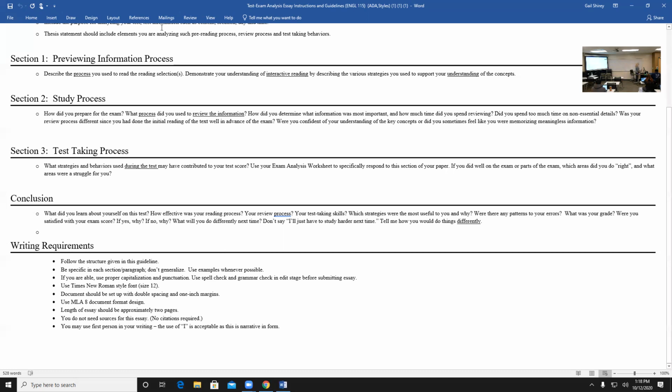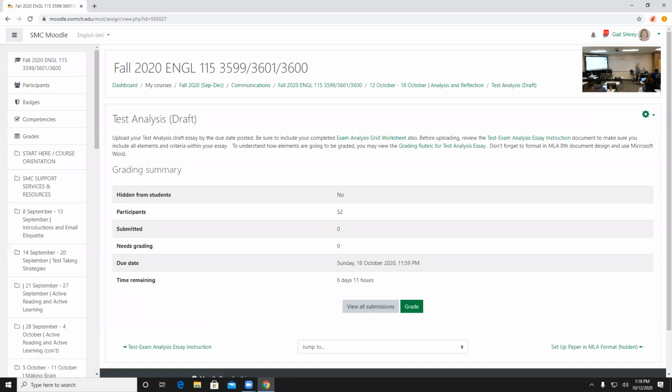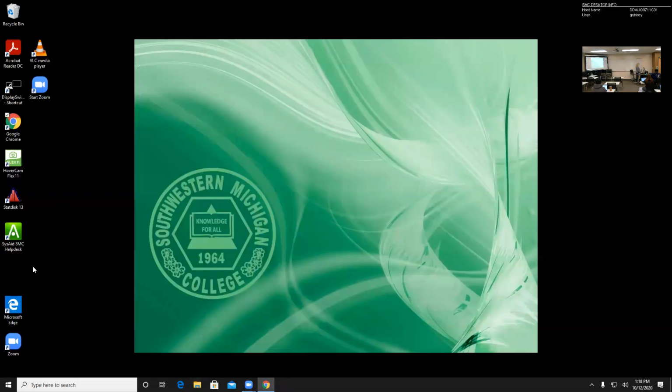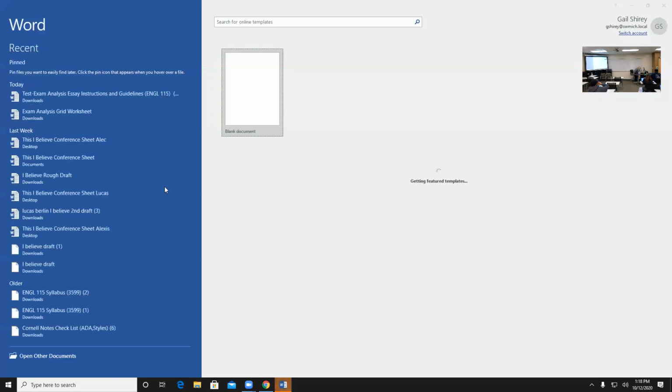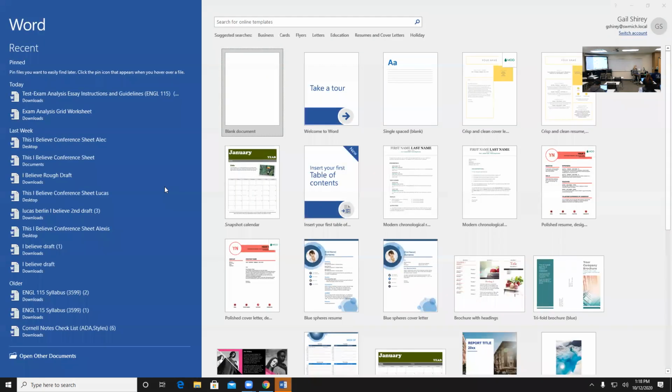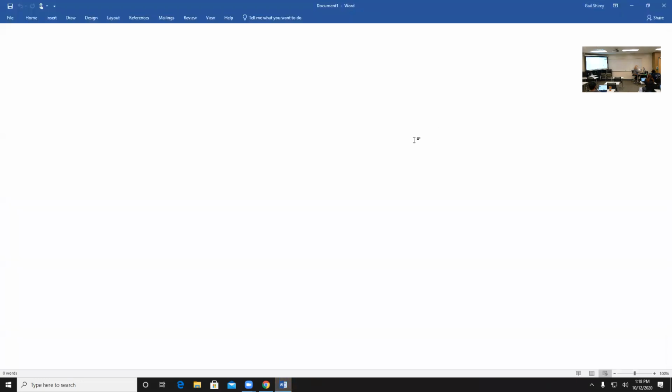Now, when I talk MLA formatting, I want to show you what I mean. Maybe. There it is. So here is what you should really be considering. Set up your document first. In your final draft, I am going to want to see MLA 8 format. What does that mean? It means these things.